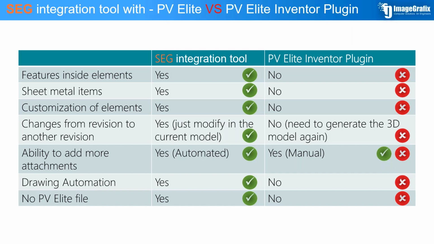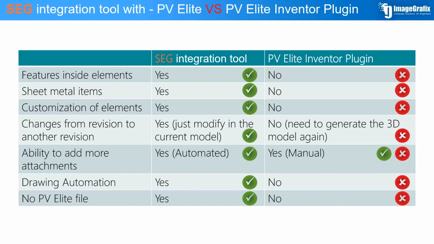Fifth point, which is the ability to add more attachments. By using SEG software, you have the ability to add more attachments to your equipment, like nameplates, lifting lugs, platform supports, a lot of attachments. But in the BVLit plugin, you don't have the ability to do that. You will make it manually, so you will draw your parts and make your assembly manually. The drawing automation: by using SEG, you have the ability to make automation for your drawings. You can export tables to your drawing and arrange your drawing automatically. But in the BVLit Inventor plugin, it's not an option.